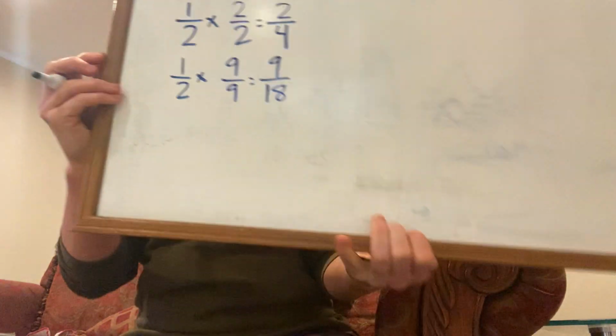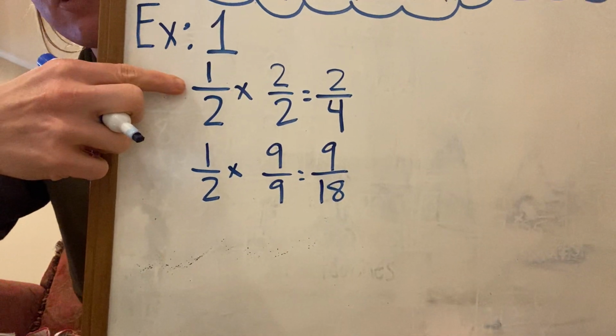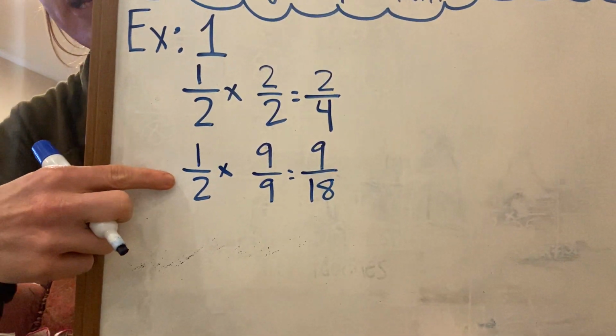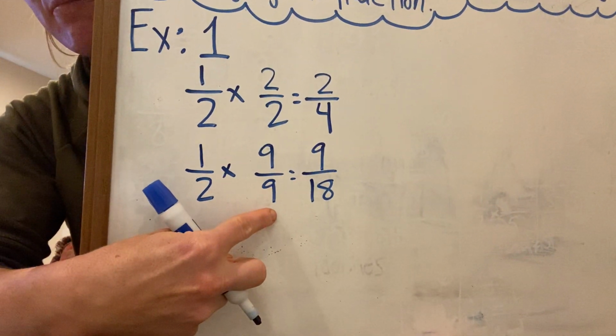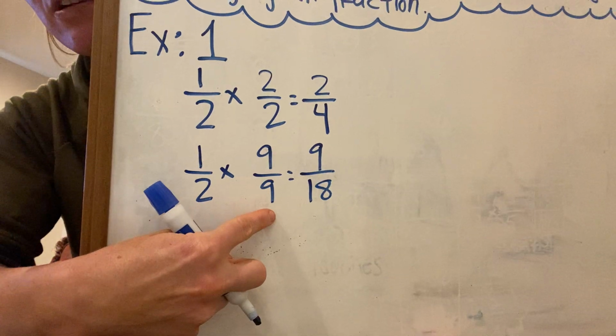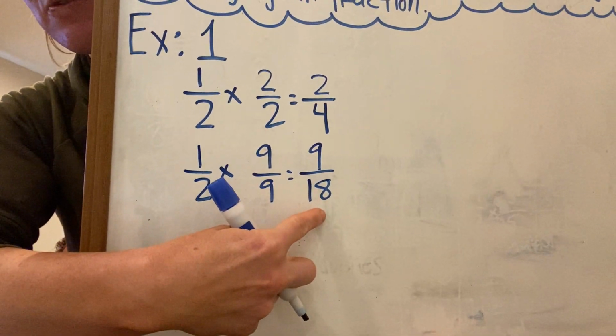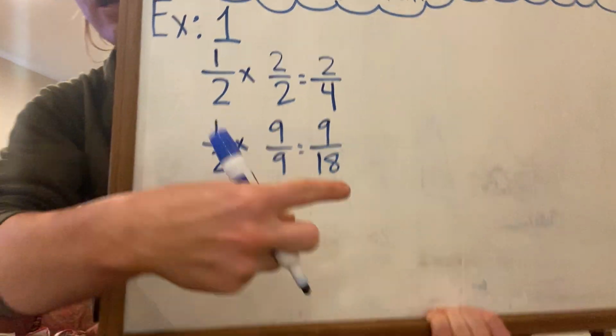So, again, the fraction is rewritten down here. I'm writing a second equivalent fraction. Again, I'm multiplying the top and bottom by the same number, and across it goes: 9/18. So that's example 1.